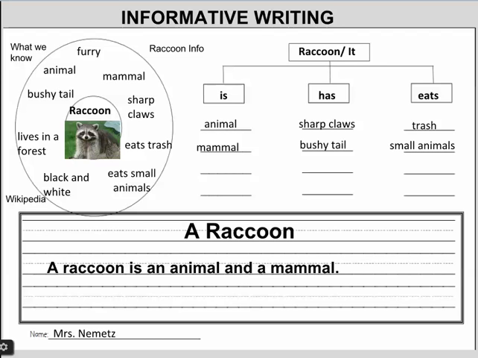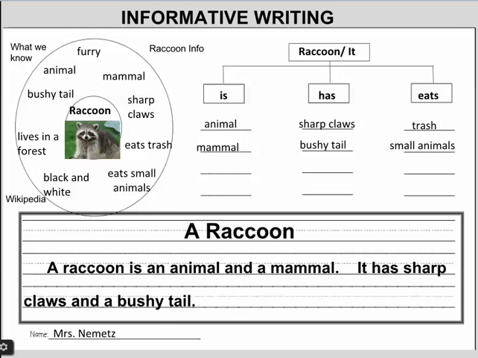Next, I will move on to the next branch. Notice, boys and girls, that I used it instead of a raccoon so that I can change it from it to raccoon. And remember, it is a pronoun. So it has sharp claws and a bushy tail.